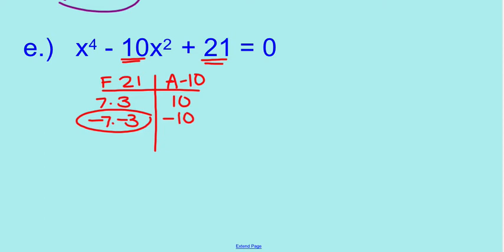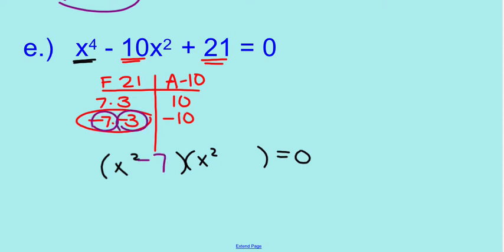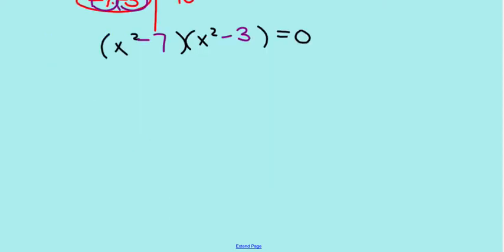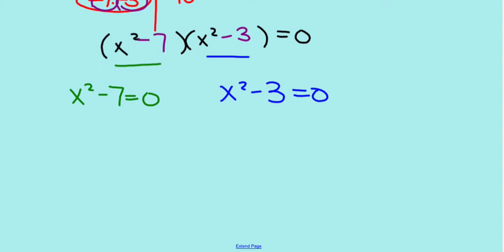So we split up that x to the 4th into x squared and x squared. And then we take our negative 7 and our negative 3, and those are our other two places. Now we have it factorized. We set those factors equal to 0 and solve for x. So one of our factors is x squared minus 7 equaling 0, and our other factor is x squared minus 3 equaling 0. Now we solve for x.